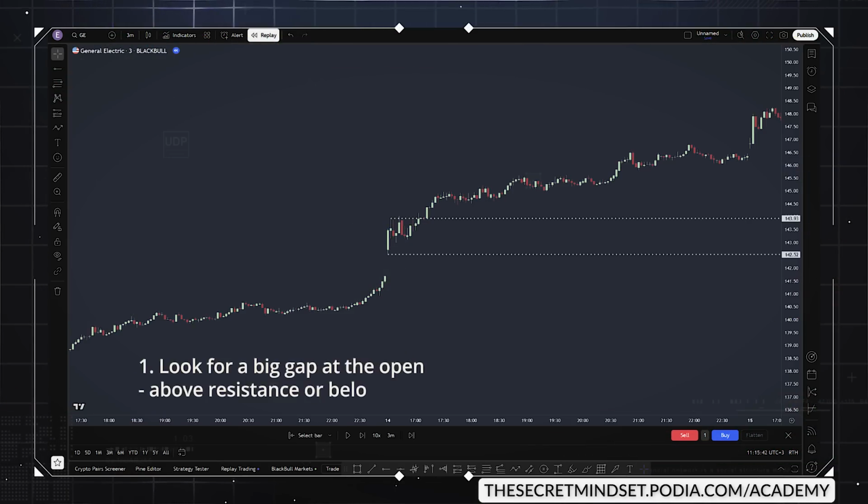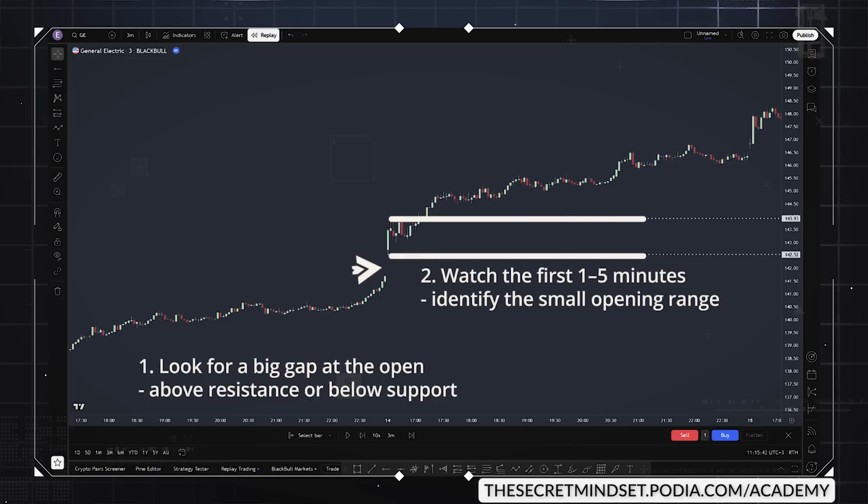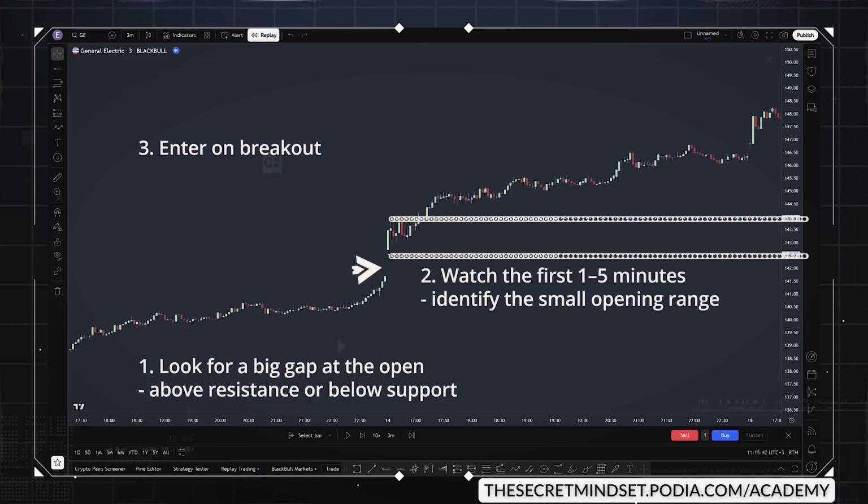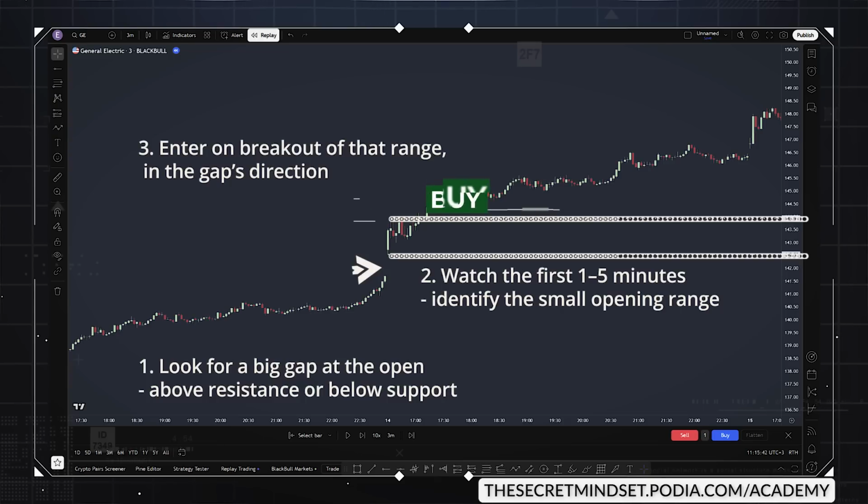To catch the gap and go, you need to act fast. Watch for the big gap at the open. Check that it's above clear resistance or below clear support. Watch the first 1 to 5 minutes. Wait for the range to break. Enter with the direction of the gap. Use a tight stop. If the move fails and price falls back into the gap, get out. But if the move holds, you're in the flow with the strongest traders of the day. So, momentum, volume, and speed. That's what the gap and go is all about.